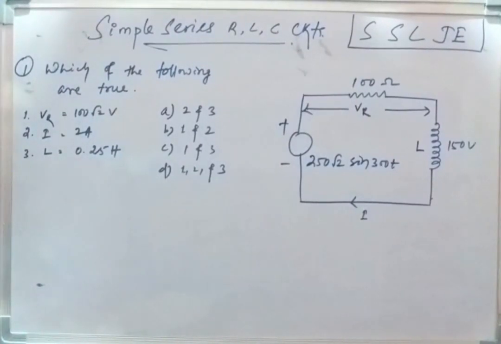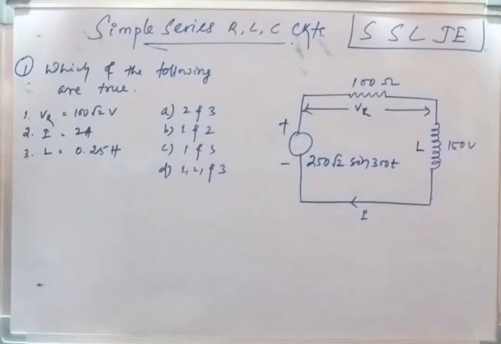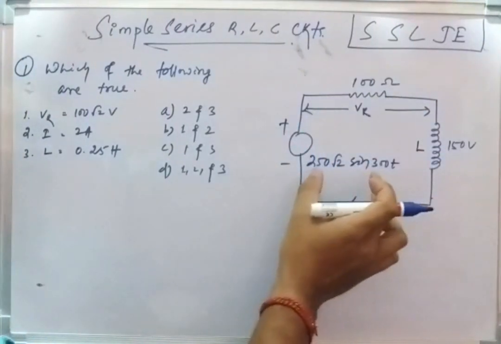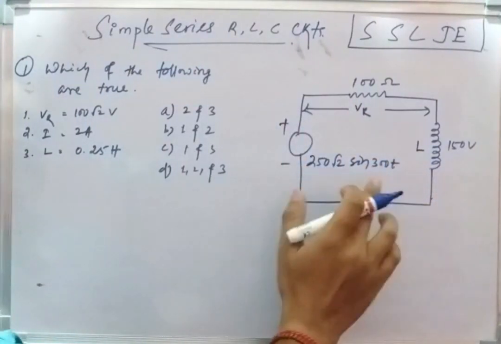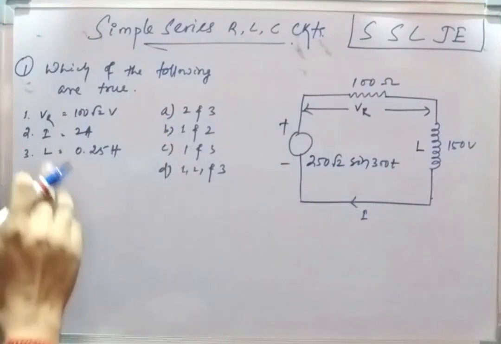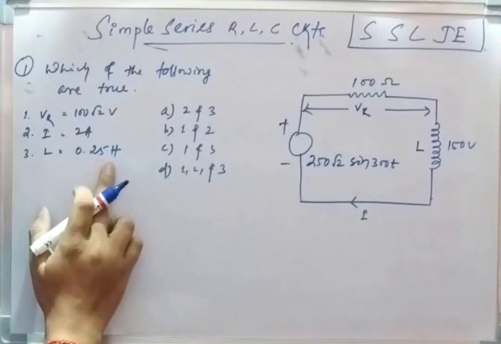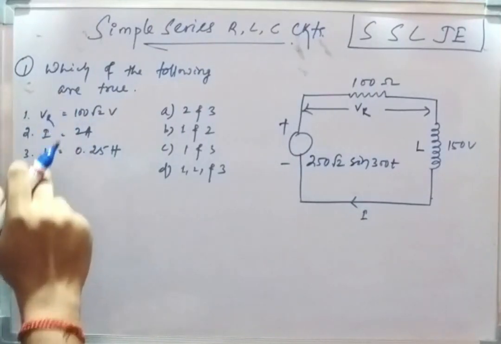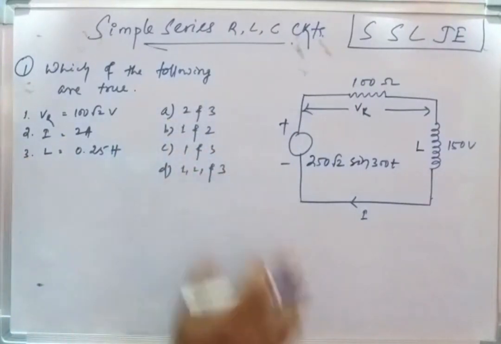So here it is the first question. Which of the following are true? There is a circuit given here. There is a resistance and inductor in series and a source. It is a voltage source, 250 root 2 sin 300t, and the options are VR equals 100 root 2, I equals 2 ampere, and inductance equals 0.25 Henry. Which of the following are true? A, 2 and 3, B, option 1 and 2, C, 1 and 3, and D, option 1, 2 and 3.